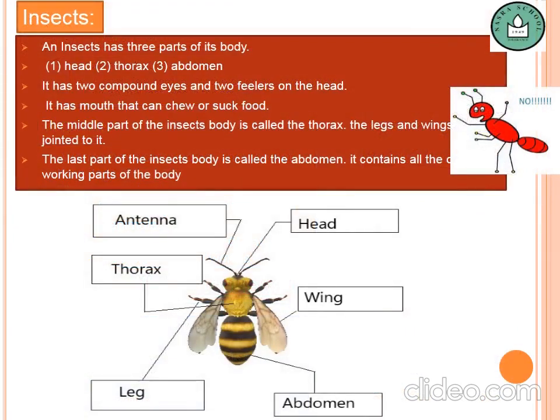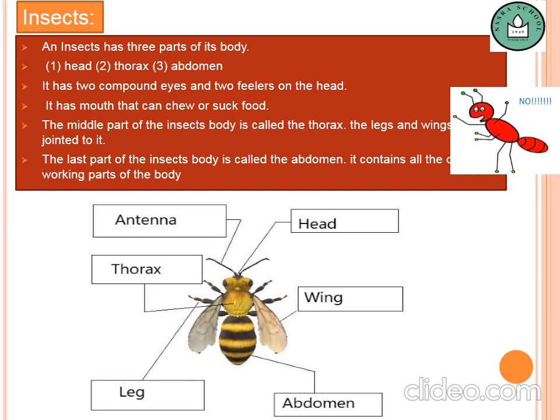Moving forward to insects. An insect has 3 main parts of its body. First, head, second, thorax, and the third one is abdomen. It has 2 compound eyes and 2 feelers on the head. It has a mouth that can chew or suck food. The middle part of the insect's body is called the thorax, and the legs and wings join to it. The last part of the insect body is called the abdomen. It contains all the working parts of the body.